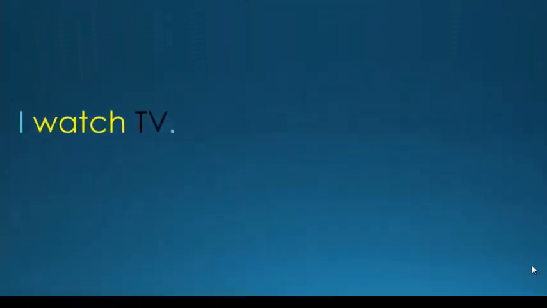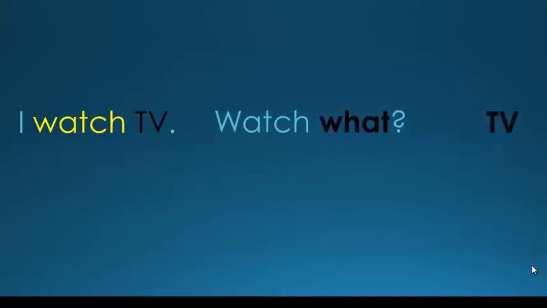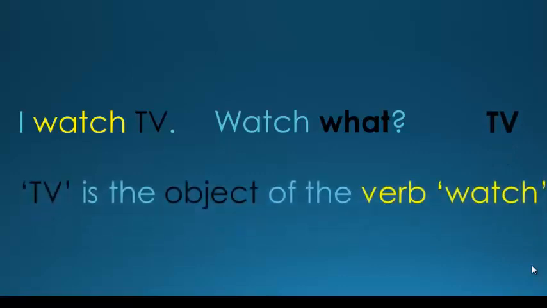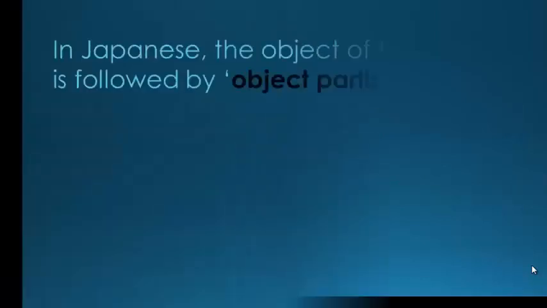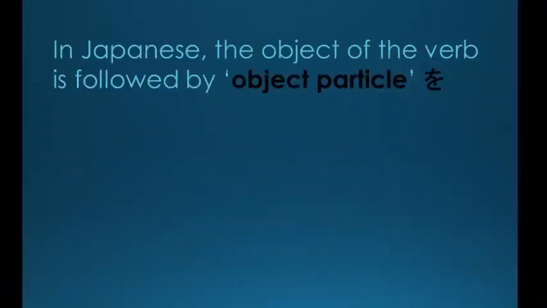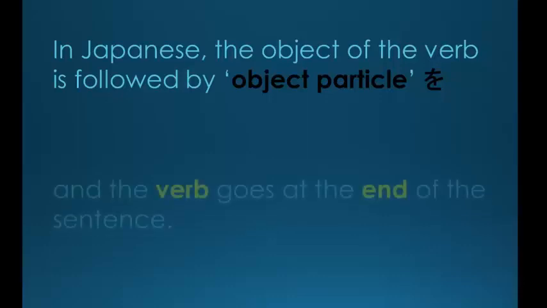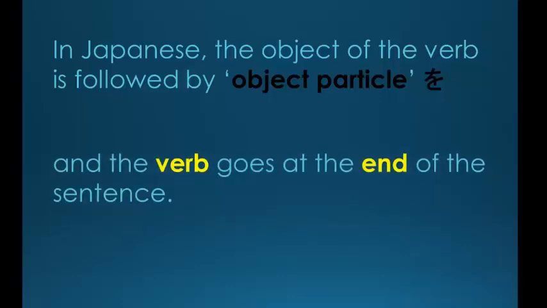Let's have a look at another one. I watch TV. Watch what? The answer to that is TV. So TV is the object of the verb to watch. In Japanese, the object of the verb is always followed by our object particle o. And the verb itself goes at the end of our sentence.